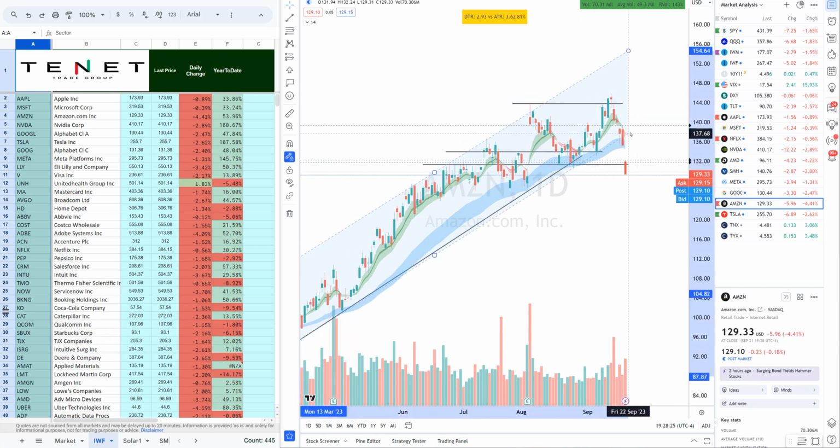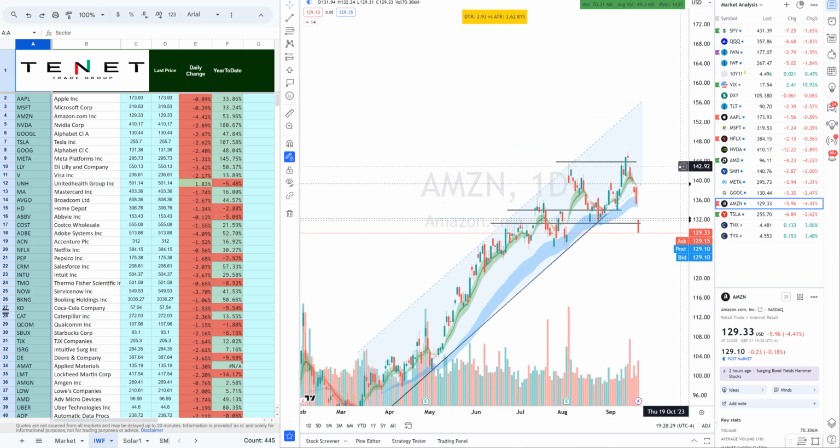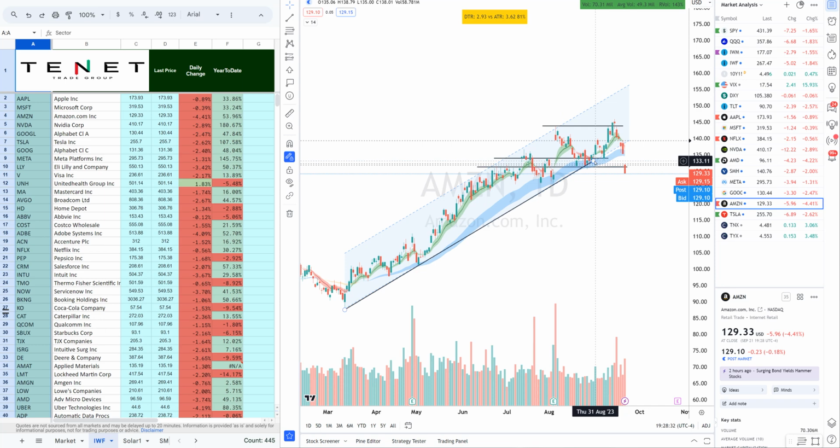So Amazon finally broke that channel and 50 EMA. That is why you are seeing this price action, because it gave up this channel and then it gave us this 50 EMA. There's a big gap there. Remember, all these gaps will provide us good trading opportunity, guys.